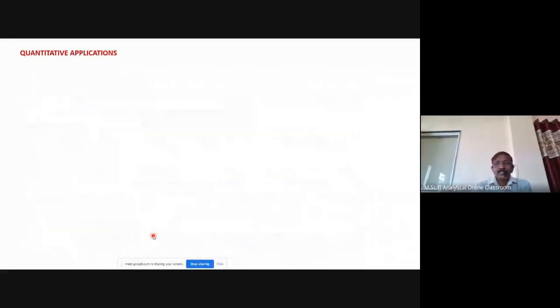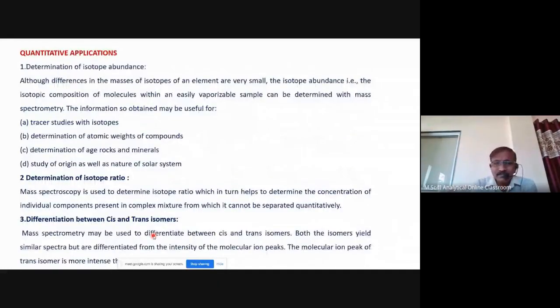Then in quantitative analysis, the isotope abundance can be determined, which we already observed. We have already seen the example of bromine. So tracer studies with isotopes can determine the atomic weight of a compound. Even it is useful for dating rocks and minerals. That is, not only in organic but also in inorganic chemistry, this is very useful. The isotopic composition of molecules is observed in nature. So that's why the age of rocks as well as minerals can be determined by using mass spectrometry.